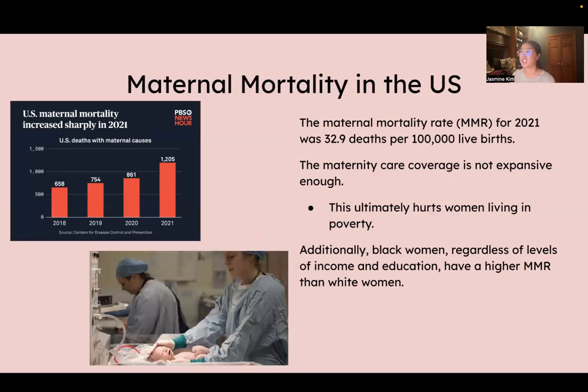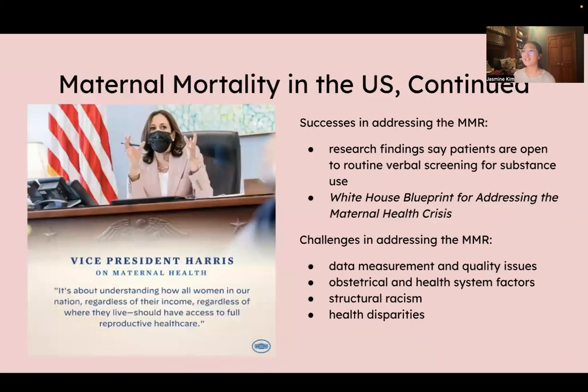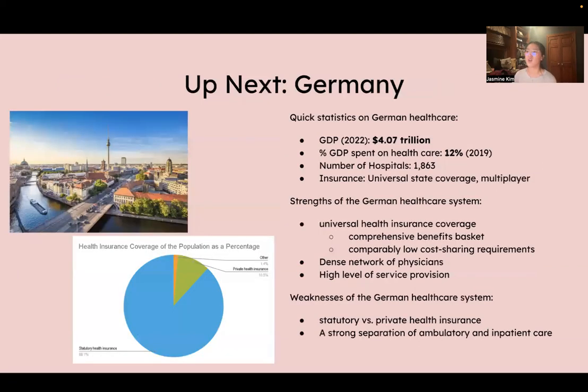The maternity care coverage is not expansive enough. And additionally, Black women, regardless of levels of income and education, have a higher MMR than white women. There's a gap in care that is hindering Black women. Research findings found that patients are open to screening for substance abuse, which can improve access to treatment for mental health and substance abuse in mothers. The White House also released a plan for increasing maternal health services. However, the causes of maternal mortality are very complex and multidimensional and involve resolving structural inequalities.